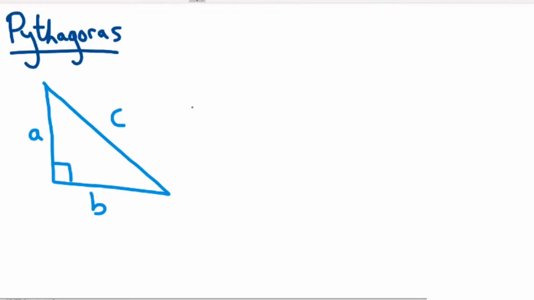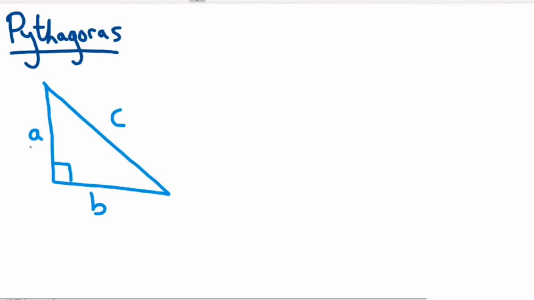Pythagoras' theorem, the means by which we can work out the third side of any right-angled triangle so long as we know the other two. Now let's just take an example of a right-angled triangle here. We know it's a right angle because of the square angle notation in the corner.